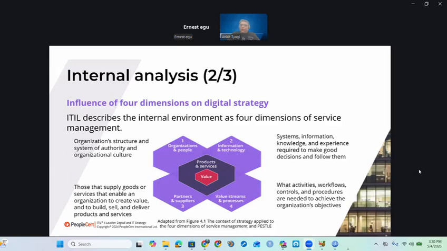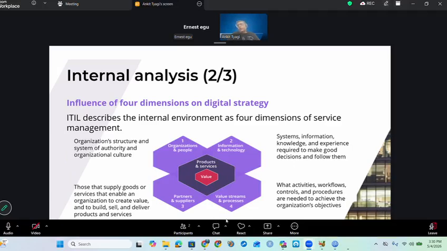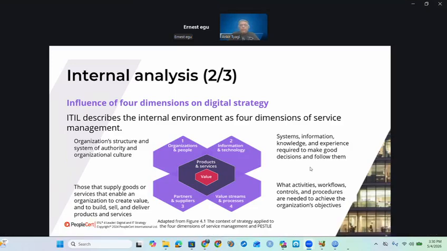The influence of the four dimensions on the digital strategy is what we are looking at here. These are the same four dimensions that we must have seen at the foundation level as well. ITIL describes the internal environment as the four dimensions of service management. Organization and people: here we look at the organization's structure, systems of authority, and organizational culture. Culture is one of the most important things when it comes to internal factors.